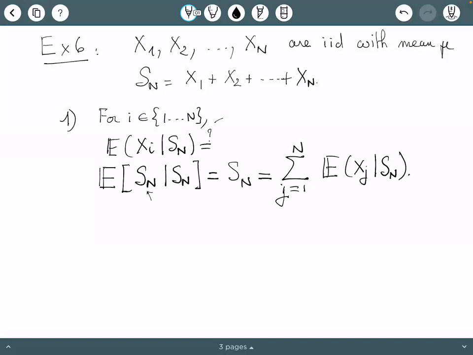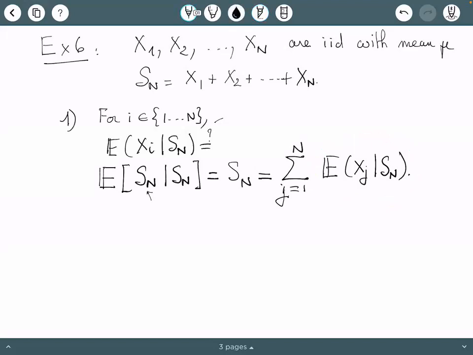But now, you see all the xi have the same law, as they are IID, and they are independent. So in fact, the idea is that this conditional expectation is independent of j. Quite intuitively it is quite clear, but if you want to justify why it is in fact independent of j, what you can do is the following.